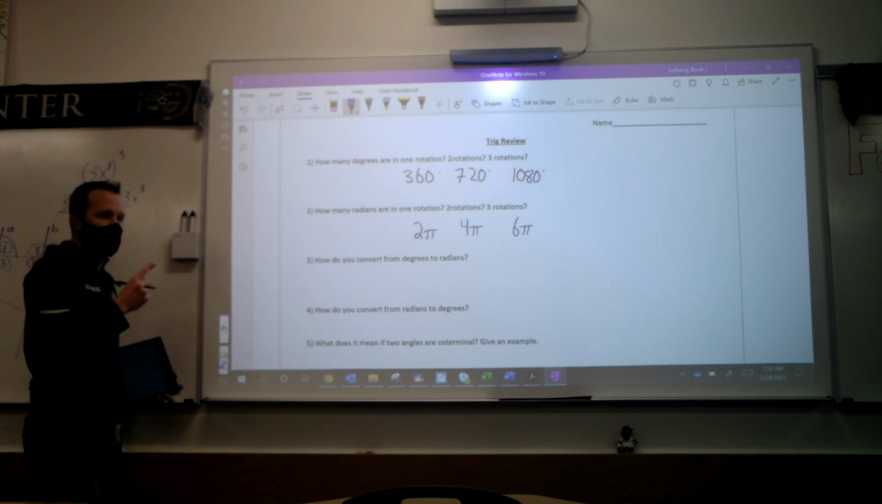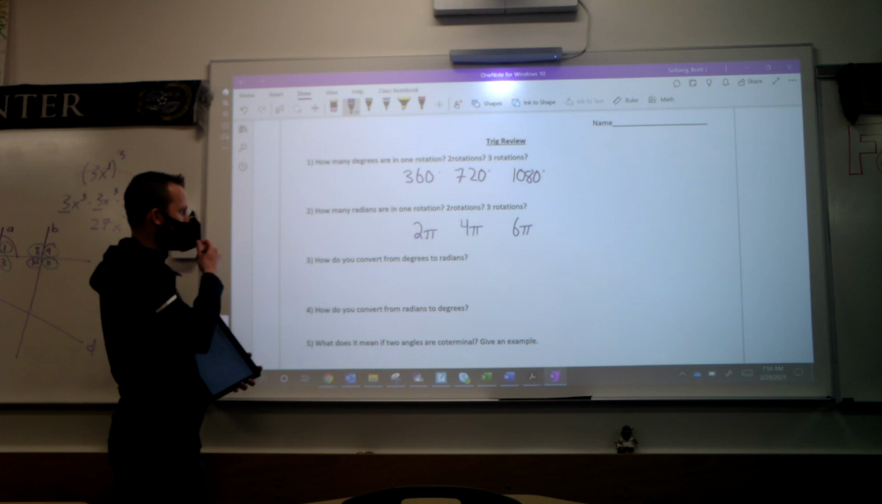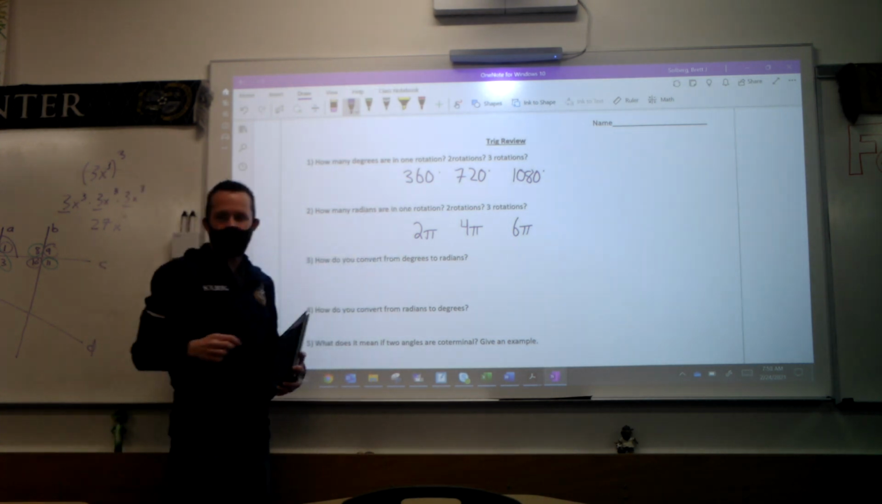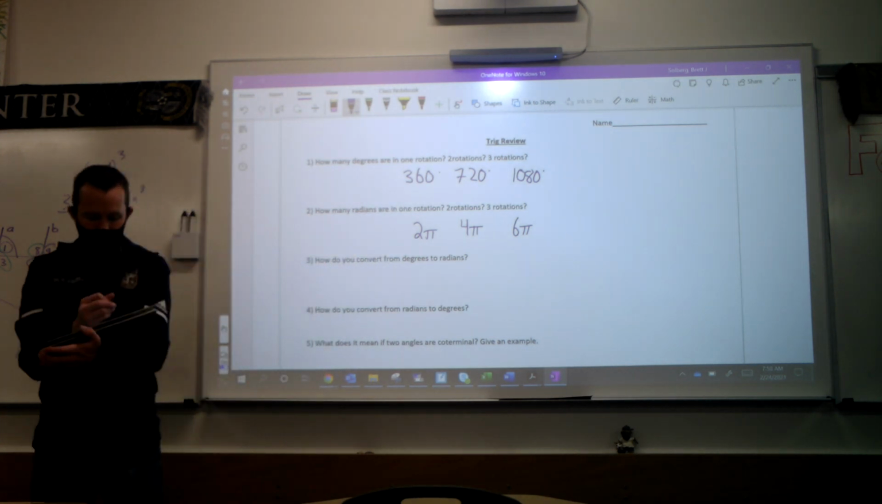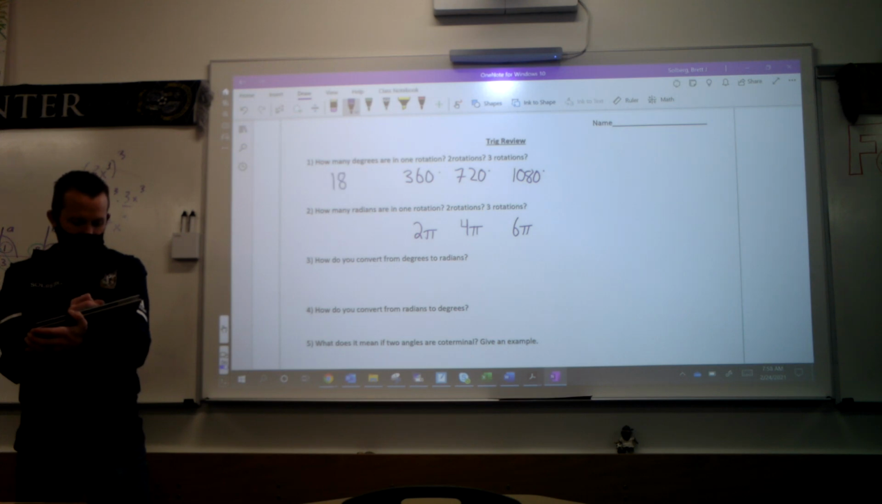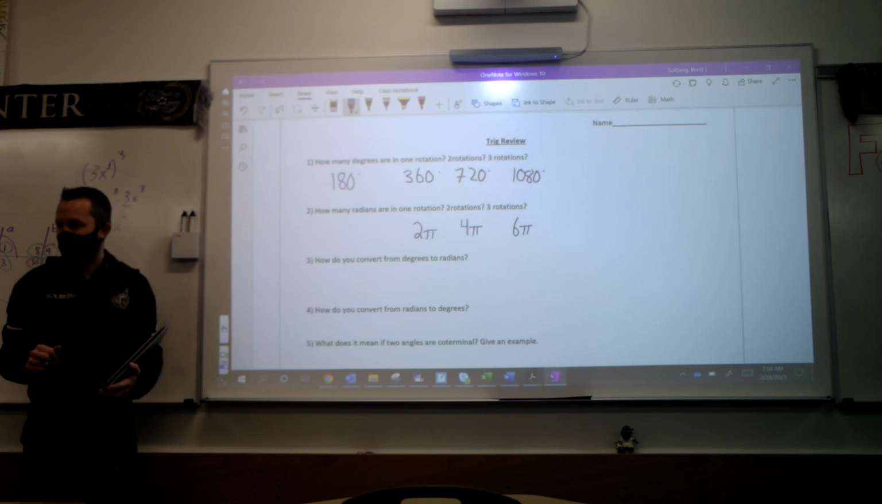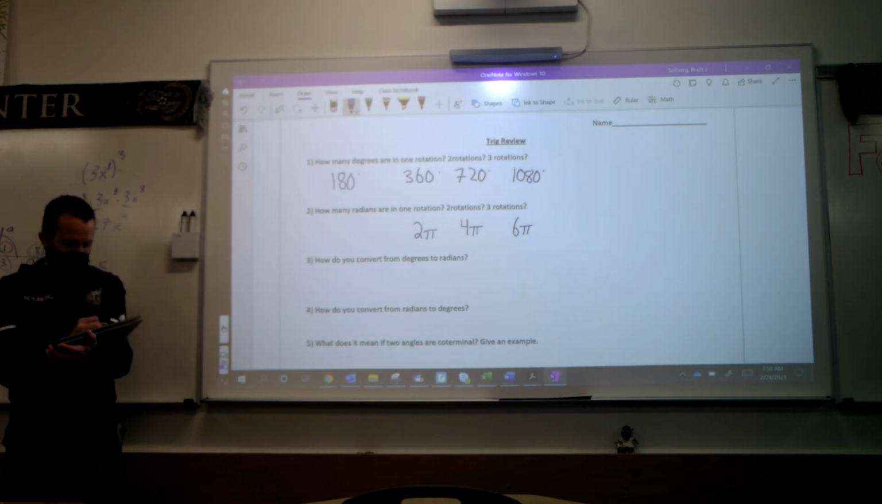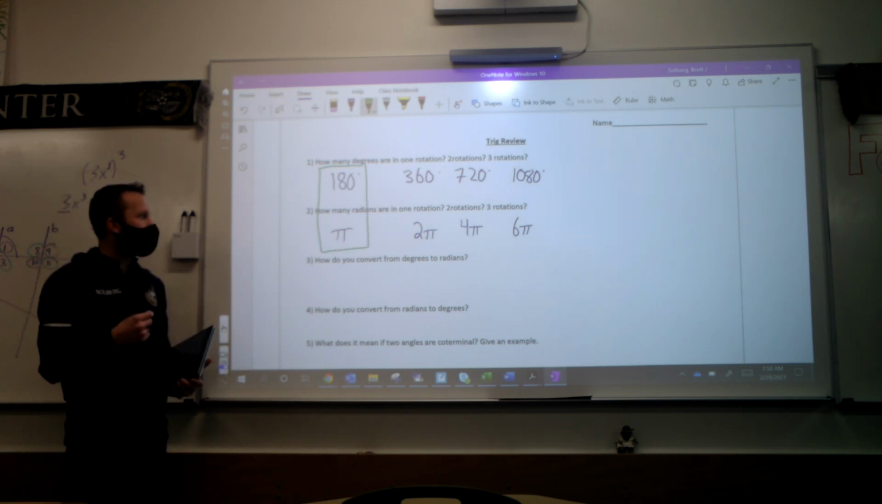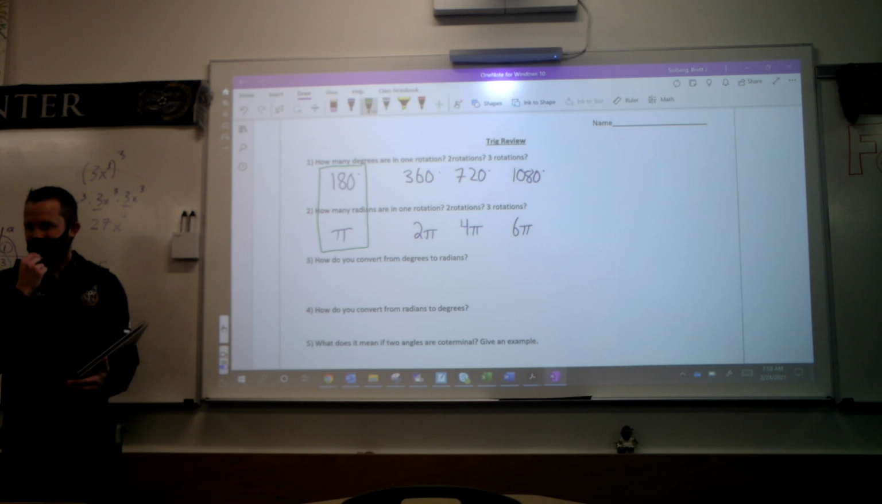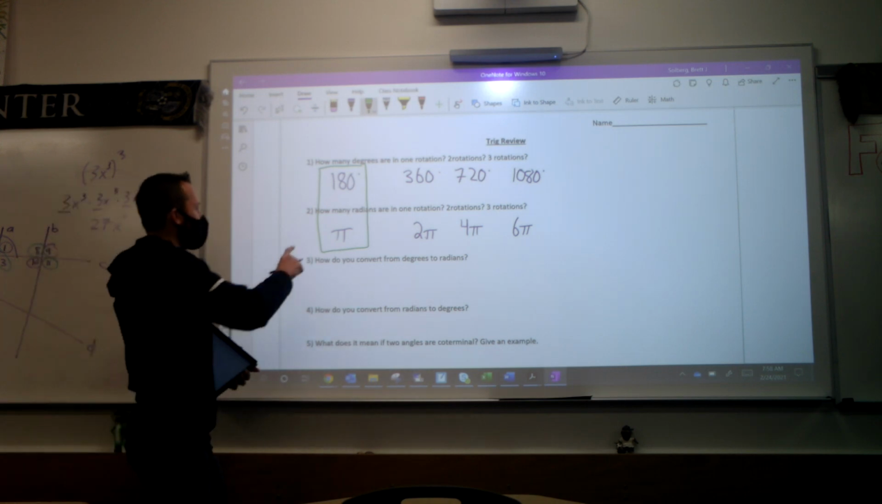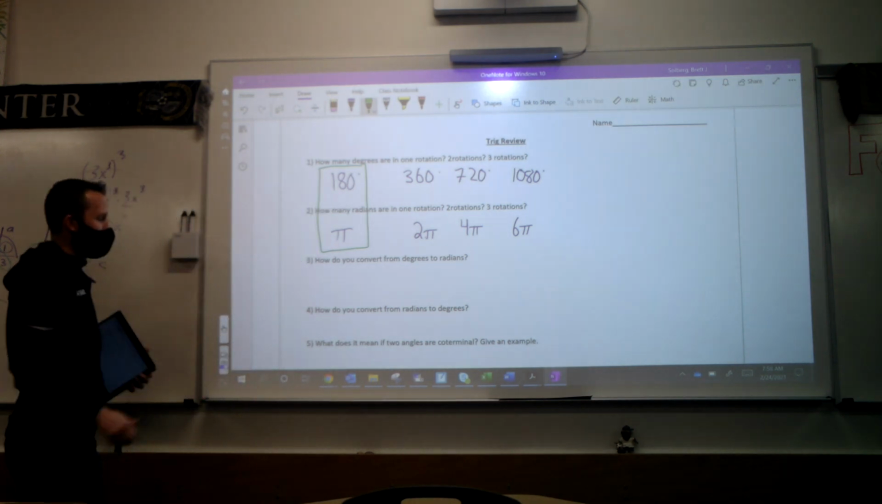Okay, now, this wasn't one of the questions, but it's going to help us on the next one. What is half a rotation in degrees? 180. So that's in degrees. But what's half a rotation in radians? It's just pi. Now, this is the same thing. 180 degrees is the same as pi radians. It's half a rotation. So this is actually what we're going to use in number 3 and 4.